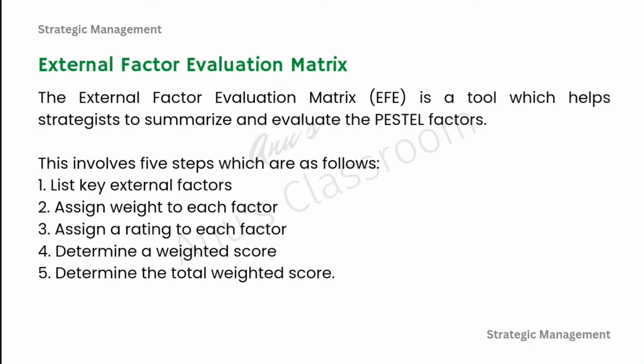And then we multiply the weight with its rating to get a weighted score, and then we sum up the entire weighted score to get the total weighted score. So that is how we do the external factor evaluation matrix. For example, let us say there is a company called ABC Incorporated, right? So the key external factors could be, let us say, yeah, let us take the example of Anchor Industries.